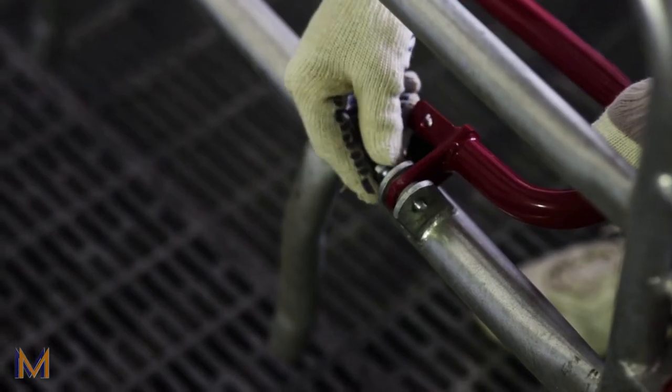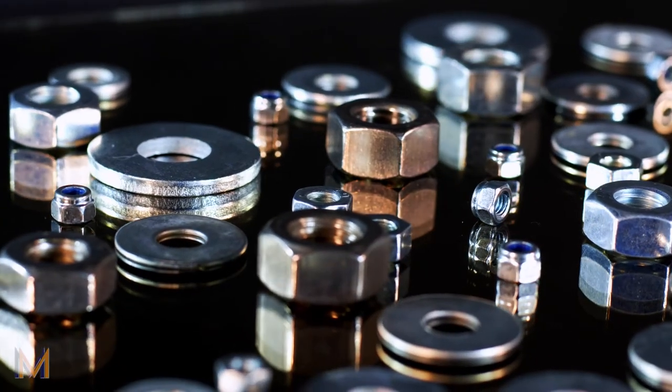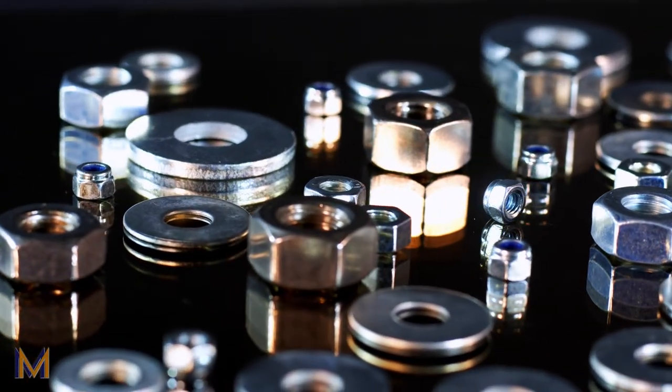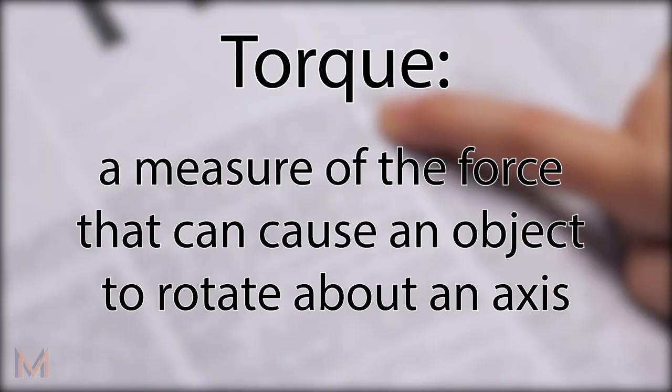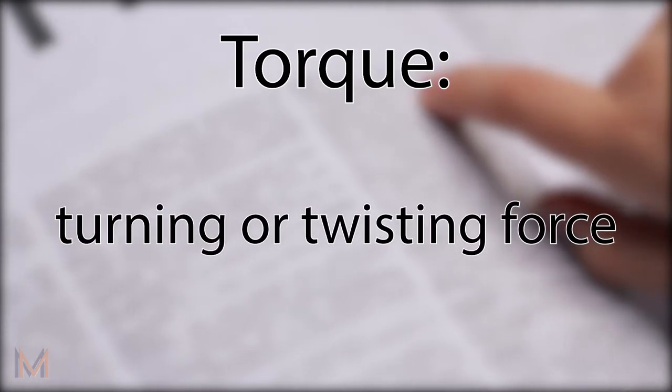Bolts are inserted through unthreaded holes that are pre-drilled in the materials being joined together. Unlike screws, bolts are designed to be used with a nut to join parts together using tightening torque. More simply put, a turning or twisting force.